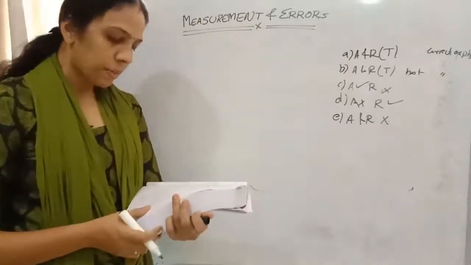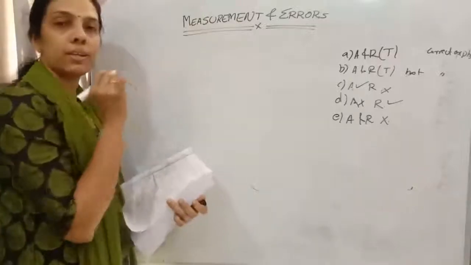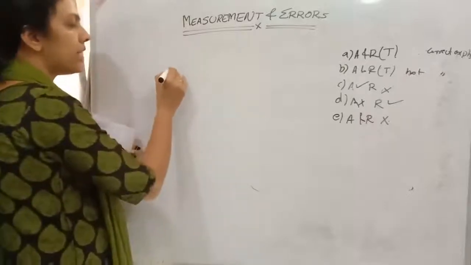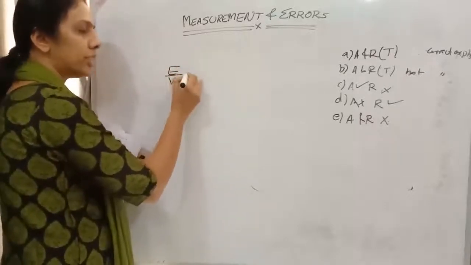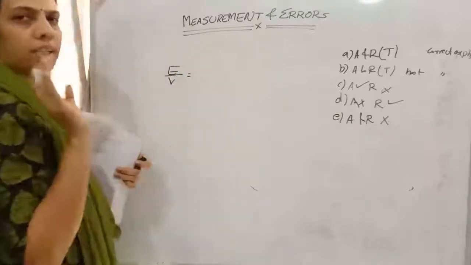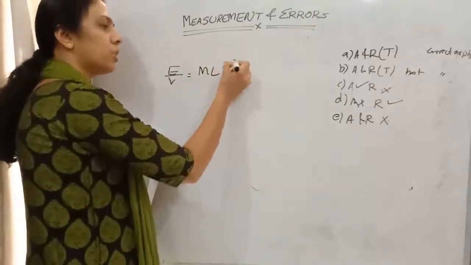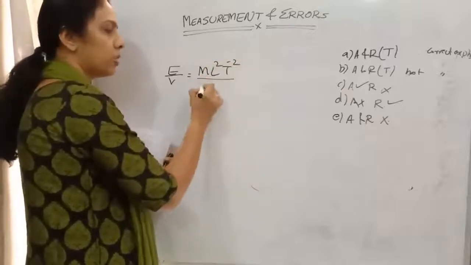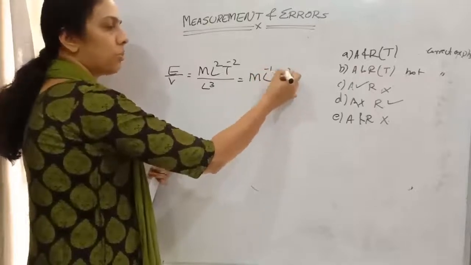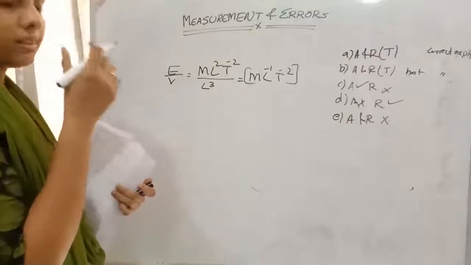So the next question is, pressure has the dimension of energy density. Assertion is given, pressure has the dimension of energy density. Energy density means energy per unit volume. Any one of the energies you can take and find out the dimension. Energy is mgh: M L T to the power minus 2 into L. So M L square T to the power minus 2 divided by L cube. So we get M L to the power minus 1 T to the power minus 2. Okay, this is energy density.